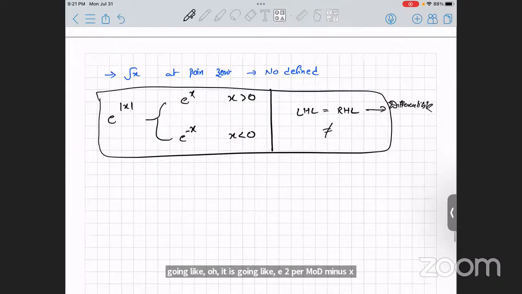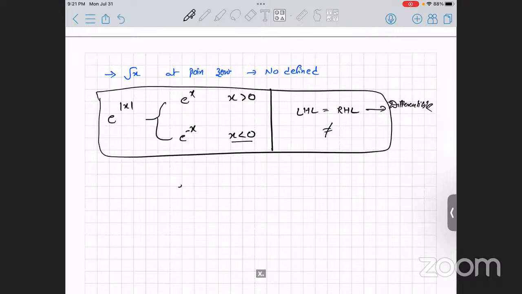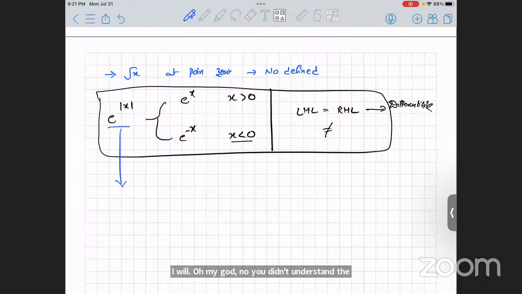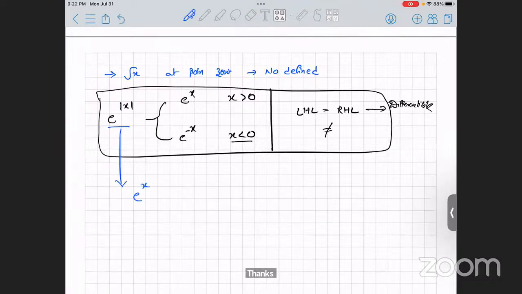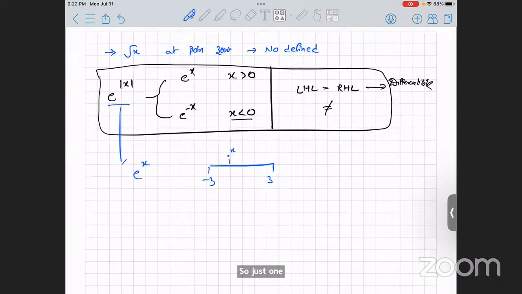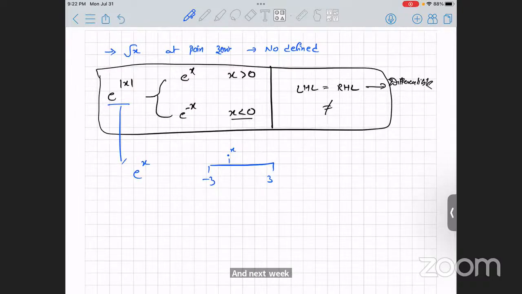Look, if x less than 0, look what happens. Listen to this carefully. I now got to know you didn't understand previously. Look, you are telling mod x is e power x. I will take two examples, x as minus 3 and 3. Agree? Sir, just one doubt. Because LHL is not equal to RHL, it is not even continuous, right? Yeah, if LHL is not equal to RHL, it is not even continuous. Some functions, what happens, it is continuous. Look, mod x is continuous, but not differentiable.